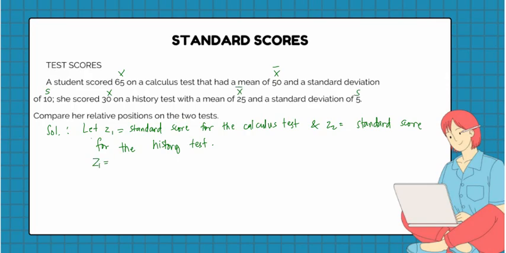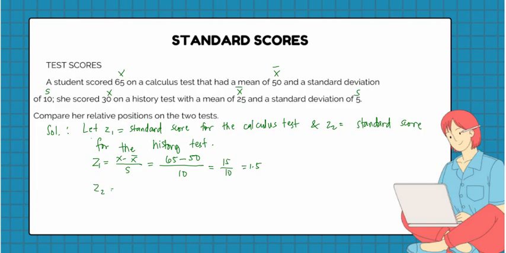For z sub 1, let's make use of the formula. So z sub 1 is equal to x minus x bar divided by s. Then your x there is 65 minus the mean, which is 50, divided by 10. So 65 minus 50 is just 15. 15 divided by 10 is just 1.5. So meaning, her standard score in the calculus test is 1.5.